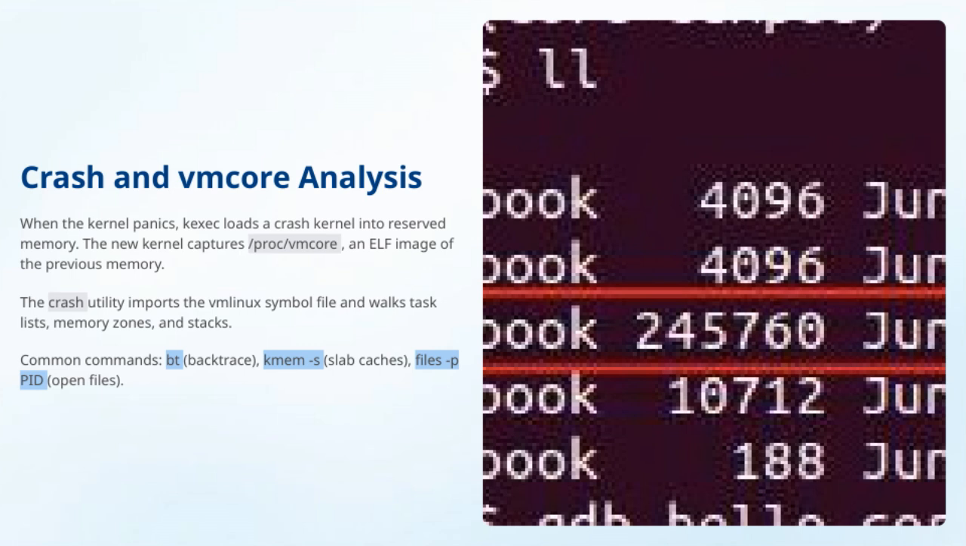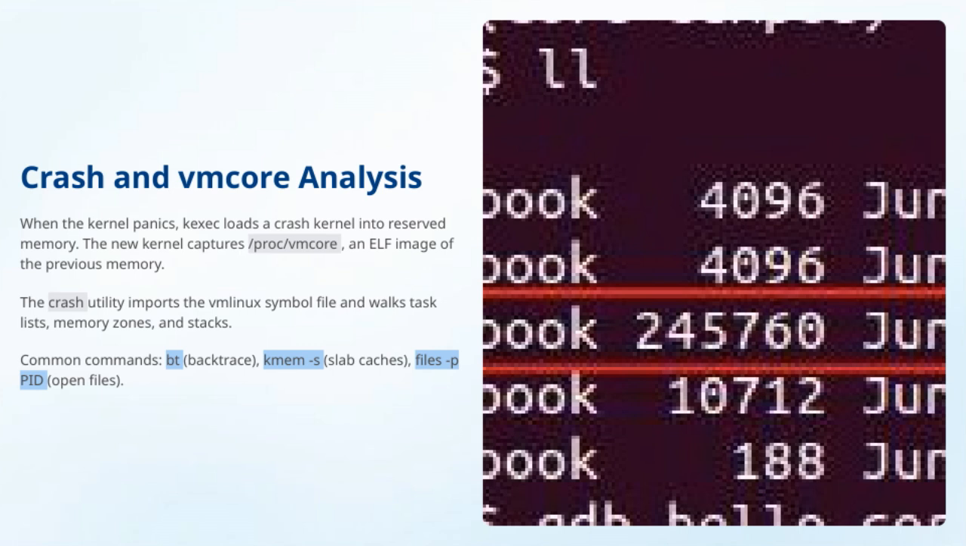The crash utility itself is quite powerful. It imports the VM Linux symbol file, which provides symbol information needed for analysis. It walks through task lists, memory zones, and stacks to piece together what was happening at the time of the crash. Now, when the kernel encounters a panic, the system uses kexec to load a crash kernel into reserved memory.